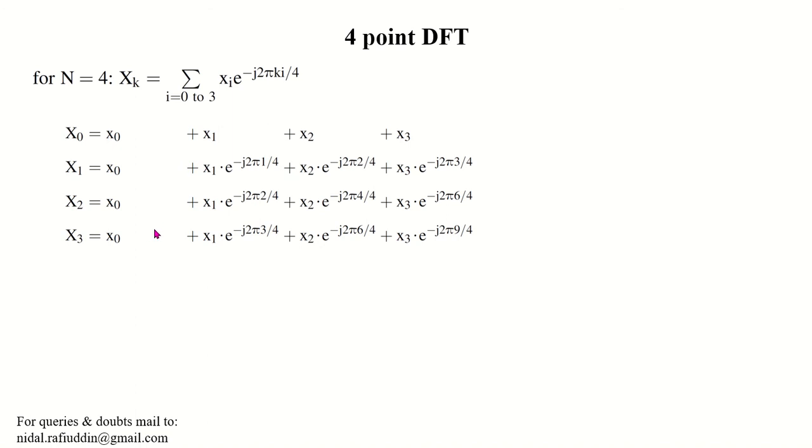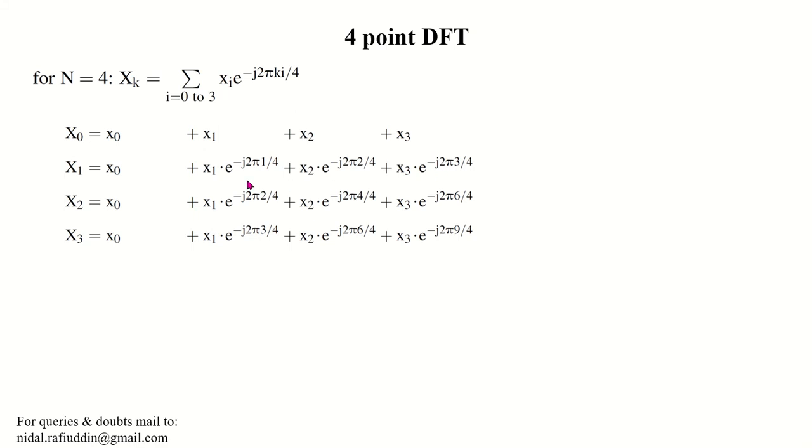Now the next thing is that if you observe the expressions here, for x1 we see that we have associated with this small x1 e raised to the power minus j 2 pi by 4, which can be written as minus j pi by 2. x2 is e raised to the power minus j pi, and the next term is x3 e raised to the power minus j 6 pi by 4 or 3 pi by 2.